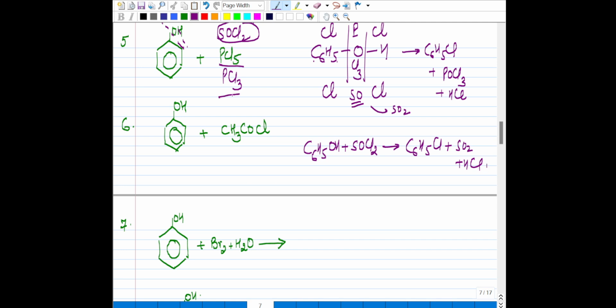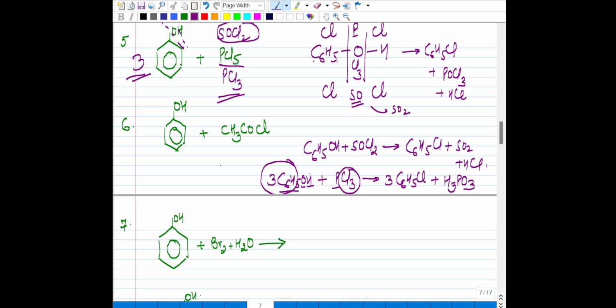And if you take PCl3, then in that case what happens? We take 3 parts of phenol. So 3 parts of C6H5OH plus PCl3. Now what will happen? These 3 C6H5 and 3 Cl will form 3 molecules of C6H5Cl. Chlorobenzene. And what do you get? 3 oxygen, 3 hydrogen and 1 phosphorus. So H3PO3. Interesting? Okay.